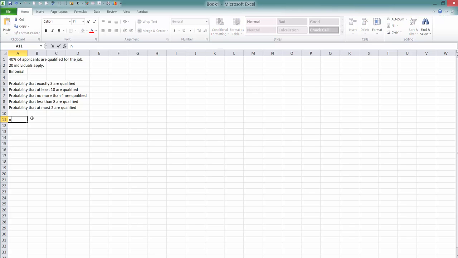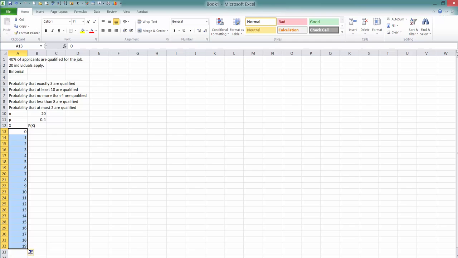N in this case is 20. P, probability of success, meaning being qualified for the job, is 0.4. We start by creating the probability distribution, x and probability of x. Let me move these up so I can have room. X will be 0, 1, 2, and it goes to 20.